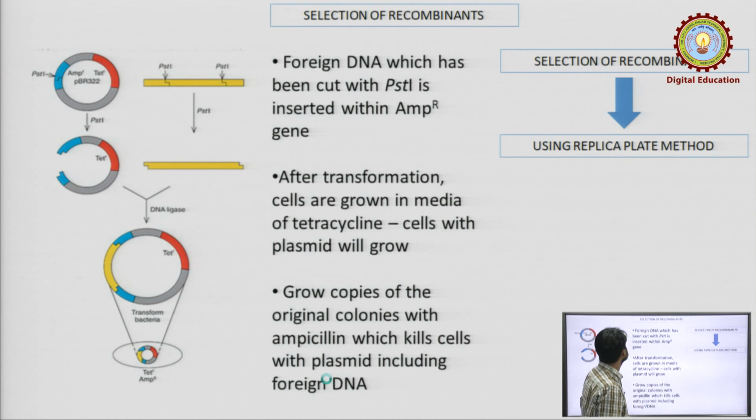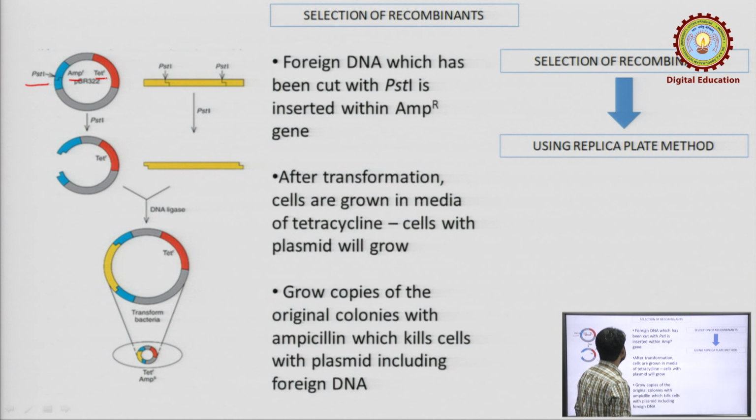For this, the selection is on the basis of antibiotic resistance sites. As we can see, we have the restriction site for the enzyme PstI, and thereafter two antibiotic resistance sites here. First is ampicillin and next is tetracycline; it carries tetracycline resistance and ampicillin resistance. That means a bacterium containing this plasmid will be able to grow in a medium containing the antibiotics ampicillin as well as tetracycline.